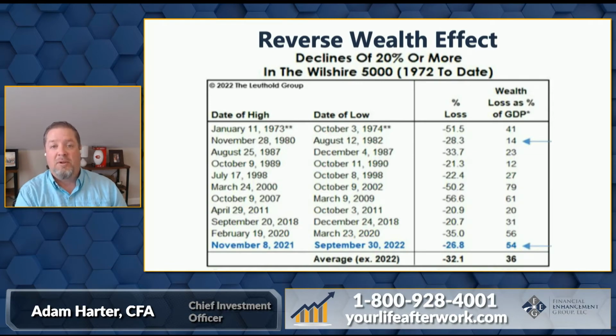What's unique about this one is that the stock market, the Wilshire 5000, its value was substantial. It was really large relative to the economy. So it has made a pretty sizable dent in terms of its decline as a percentage of GDP. If you go back to the top arrow there at 1980 to 1982, the last time we really had to hammer home and break inflation, a 28.3% drop in the market only created a 14% drop as wealth as a percentage of GDP.